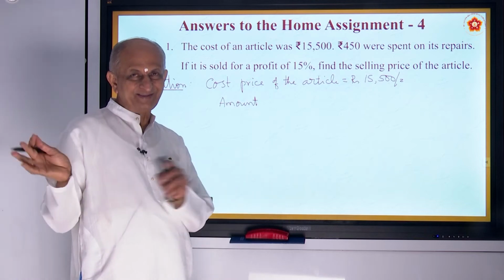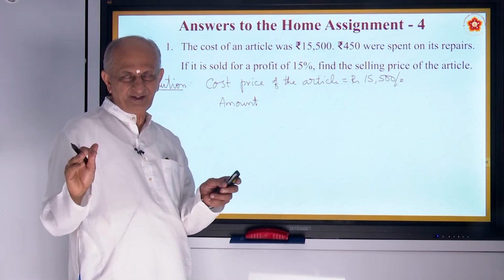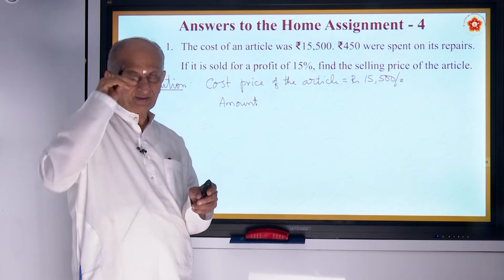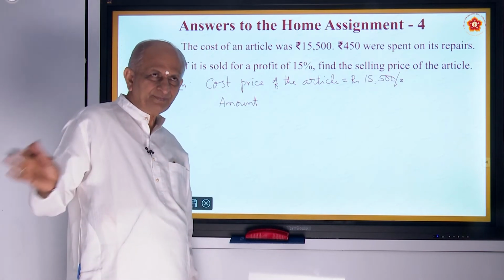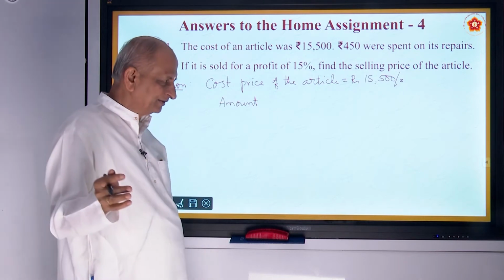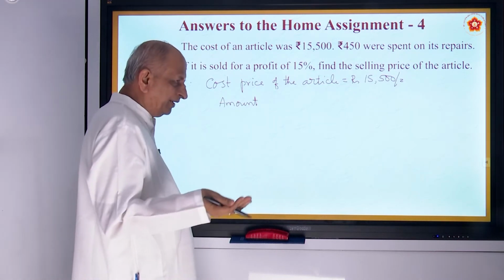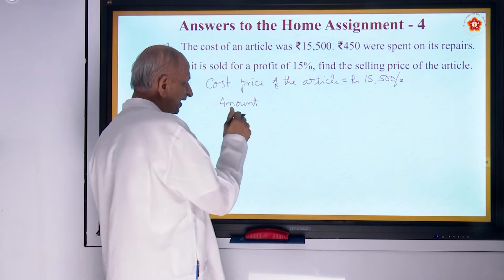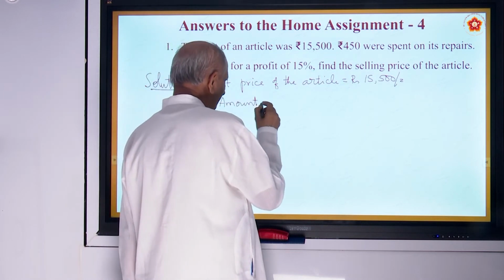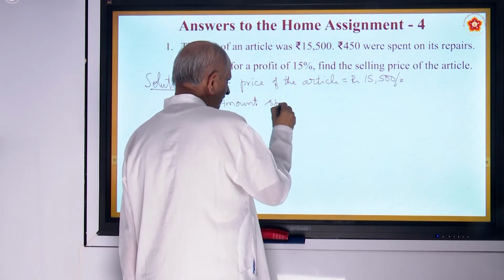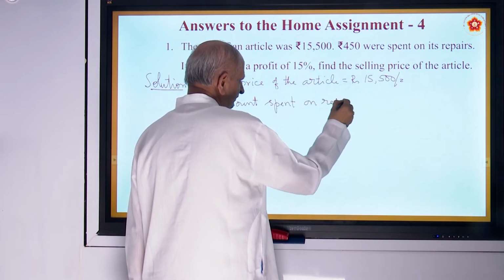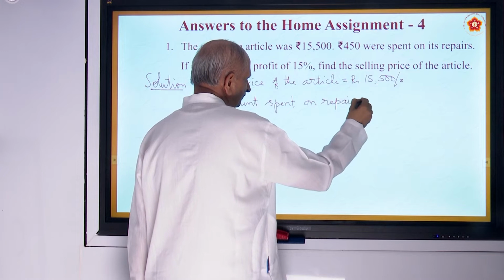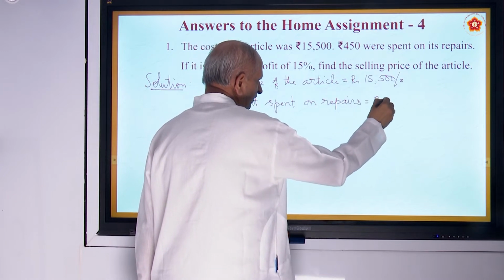Because they will pack and send it. For example, TV, computers, or sewing machine, this, that. They will be putting it in a cotton box and sending it. So while it is delivered, there will be some damage. So it will be set right. That is what is called repair. Amount spent on repairs, rupees 450.